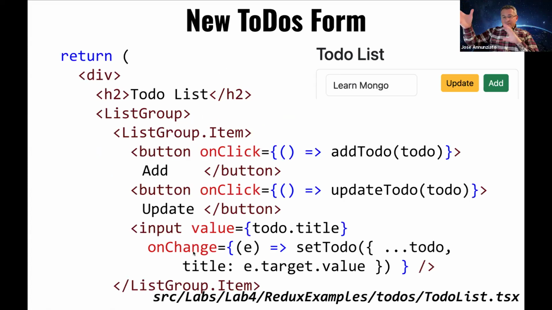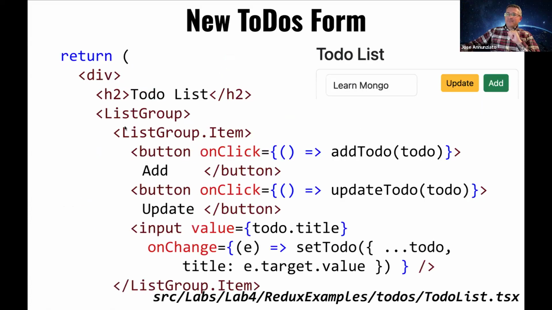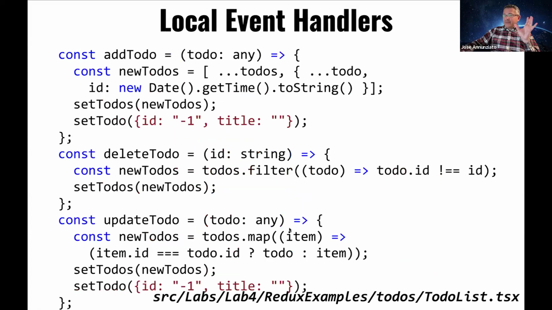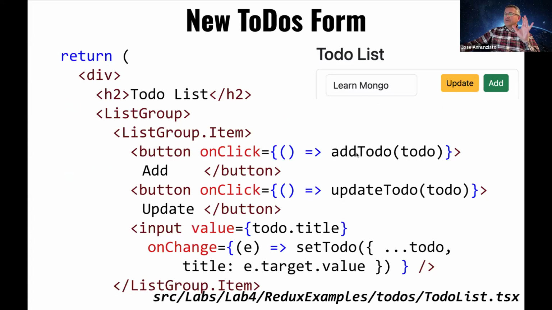All right, so in the rendering of the user interface, we're going to have a list group with a map of the to-dos that's going to render all the list group items. But before we do that, above that, our very first list group item will have an input field and a couple buttons. So we have the input field, which will render the title of the state variable, this state variable right here, the title. We'll have learn Mongo, so it'll be learn Mongo.